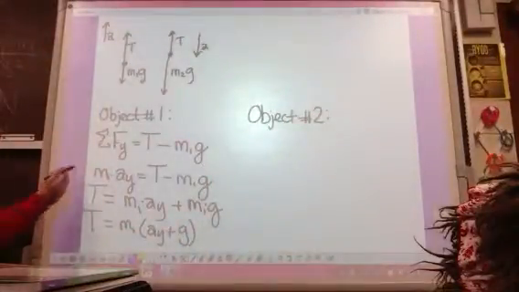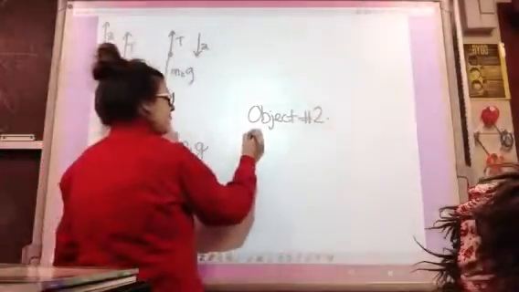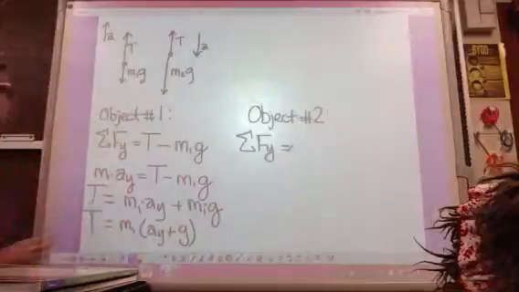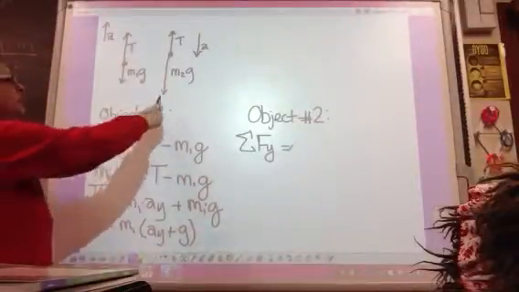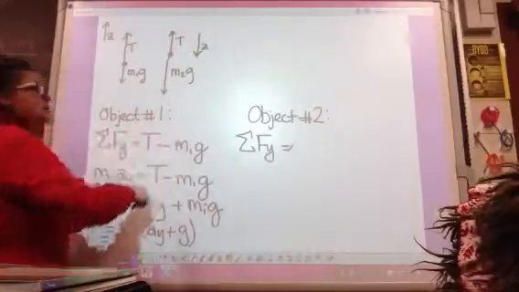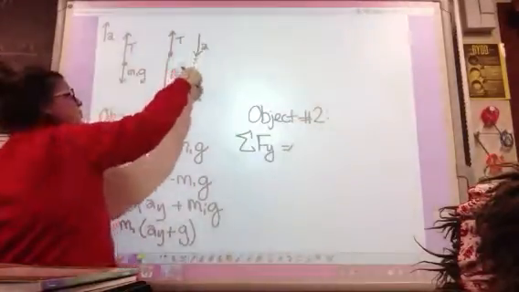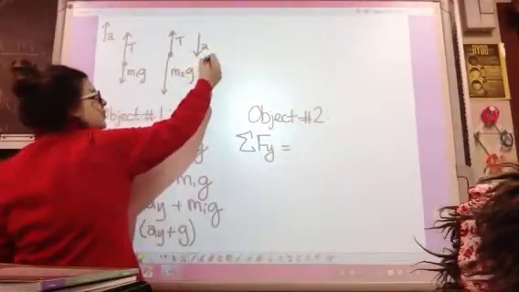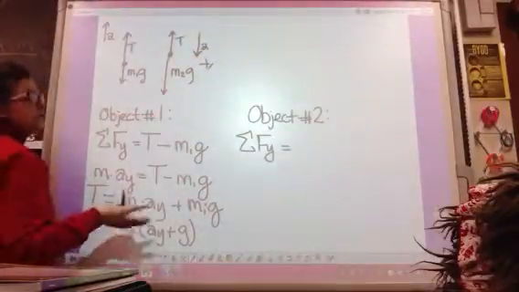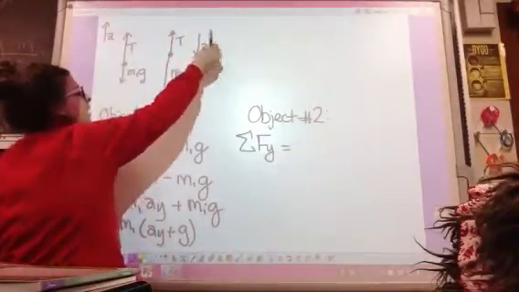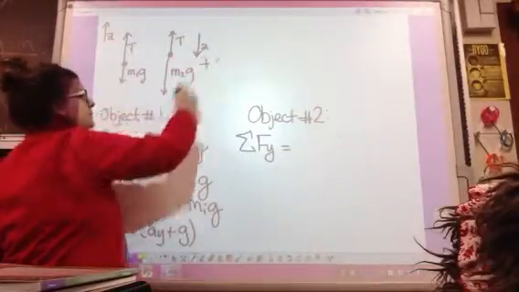Okay, for object number 2, I want to write the net force in the y direction, since that's the only direction it would be accelerating in. In the y direction, remember that this is accelerating downward. So if my acceleration is moving this way, I'll call this way the positive y direction. If I'm accelerating downward, then I'm going to say that movement is positive.